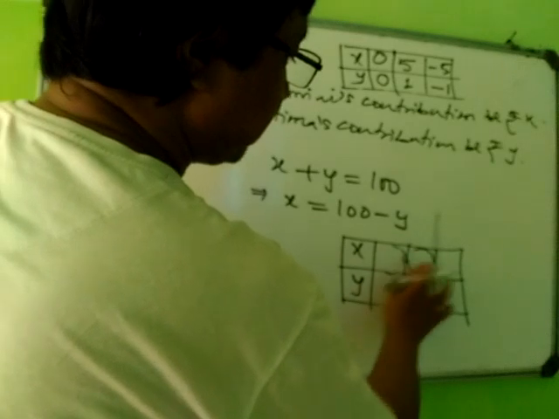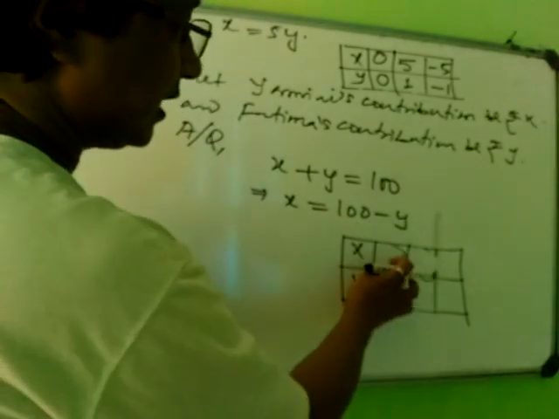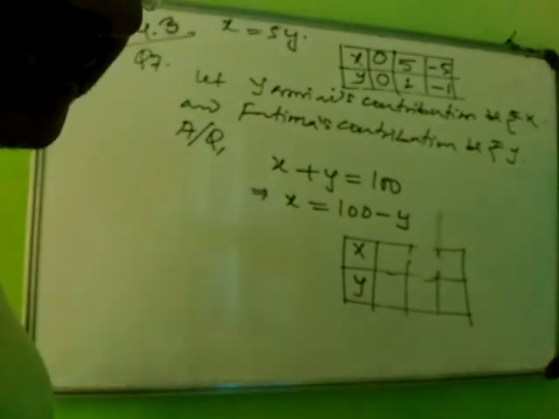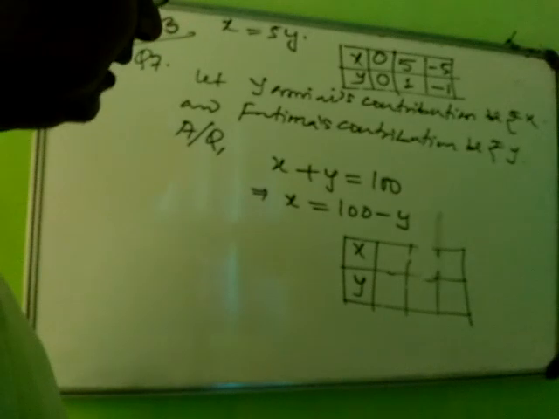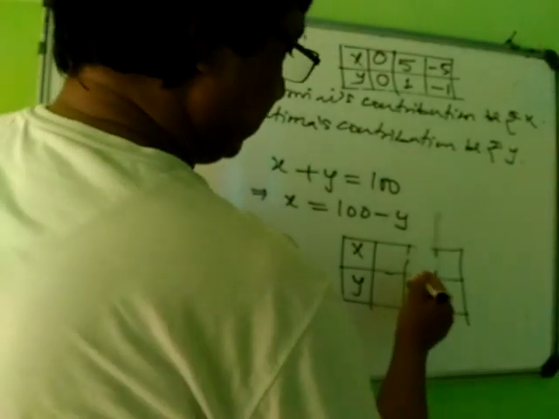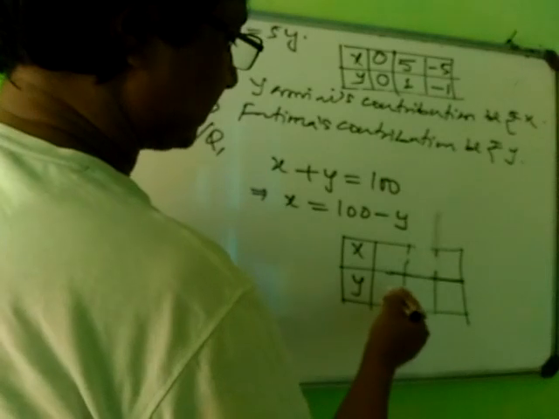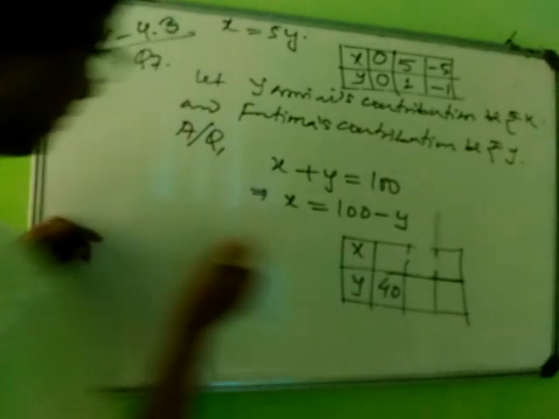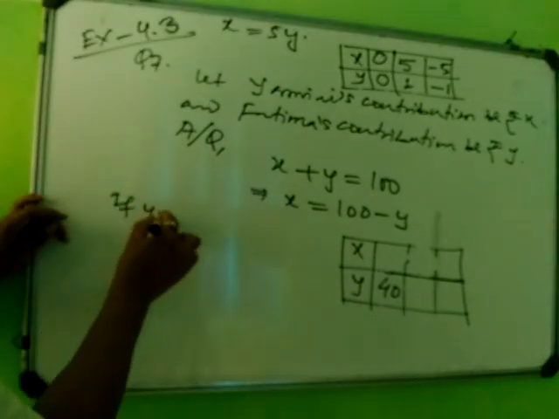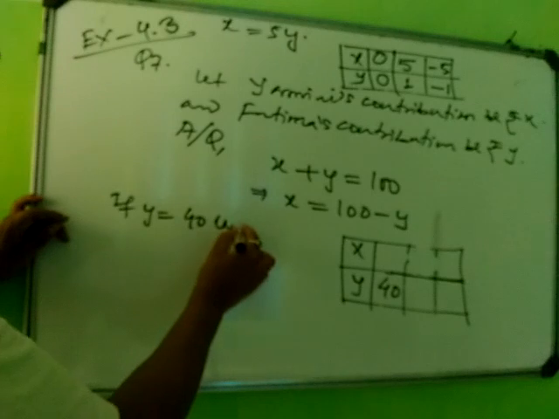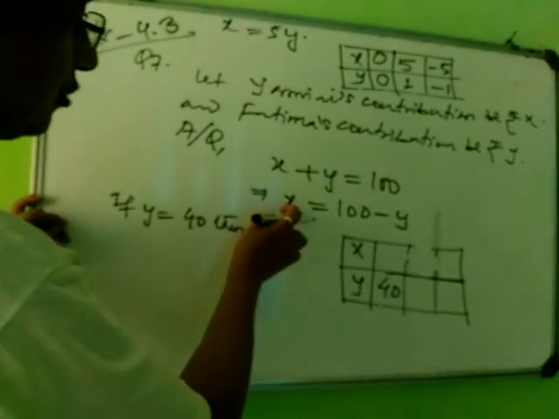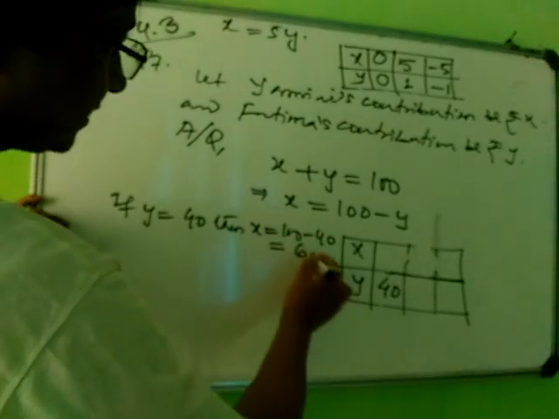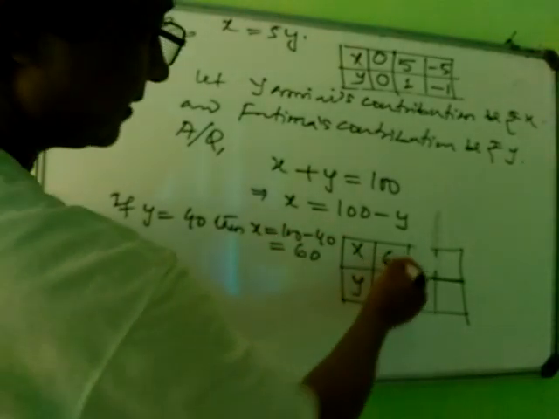If the number is bigger, you can take numbers like 55, 45, 60, 65, 70, 75. In this way you take. Let us take, supposing y is 40. Then how much will x be? x equals 100 minus 40. You will get 60. So x is 60.